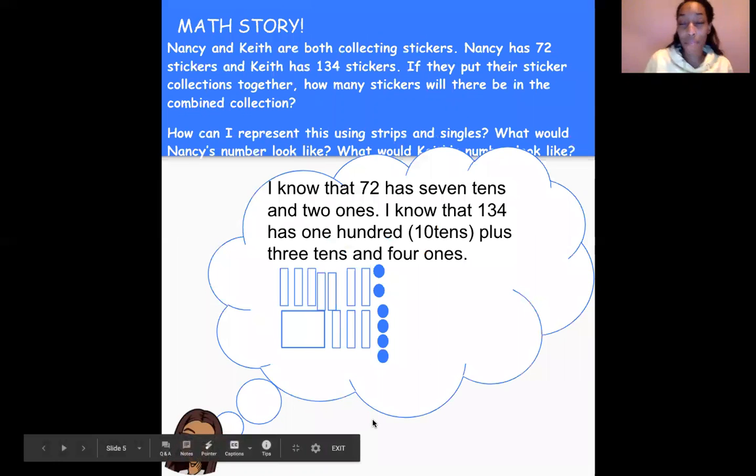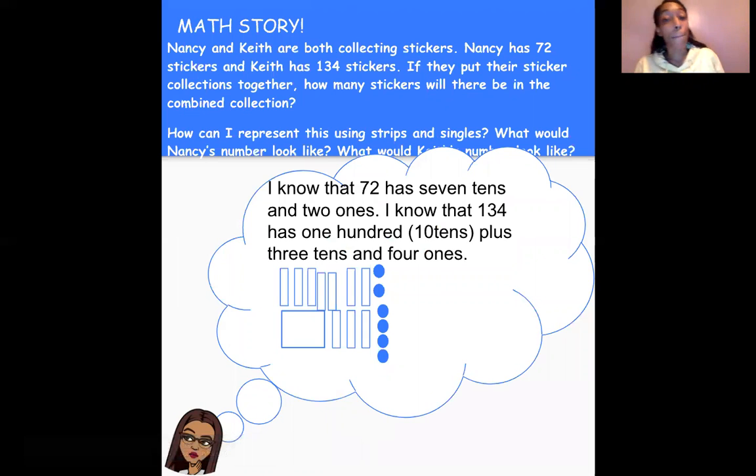So now here's our math story. Nancy and Keith are both collecting stickers. Nancy has 72 stickers and Keith has 134 stickers. If they put their sticker collections together, how many stickers will there be in the combined collection?